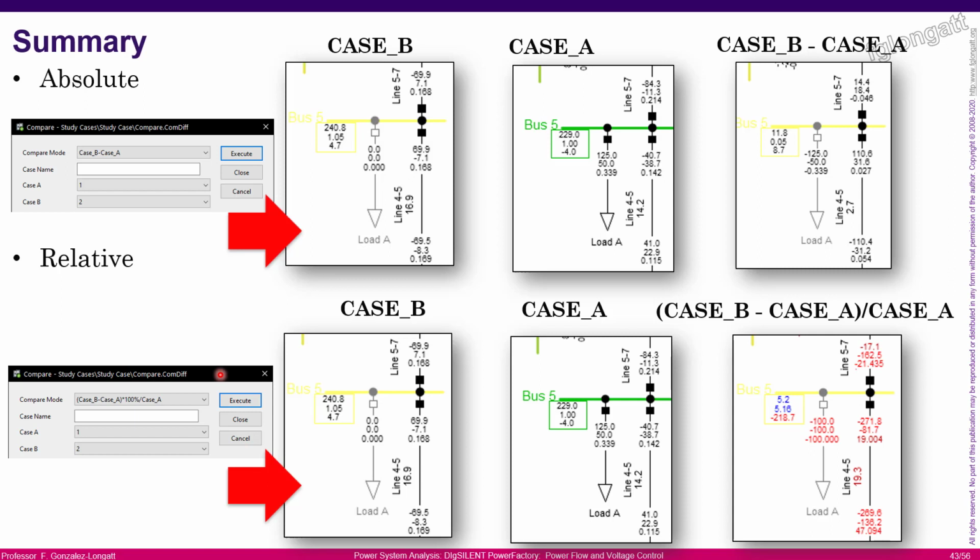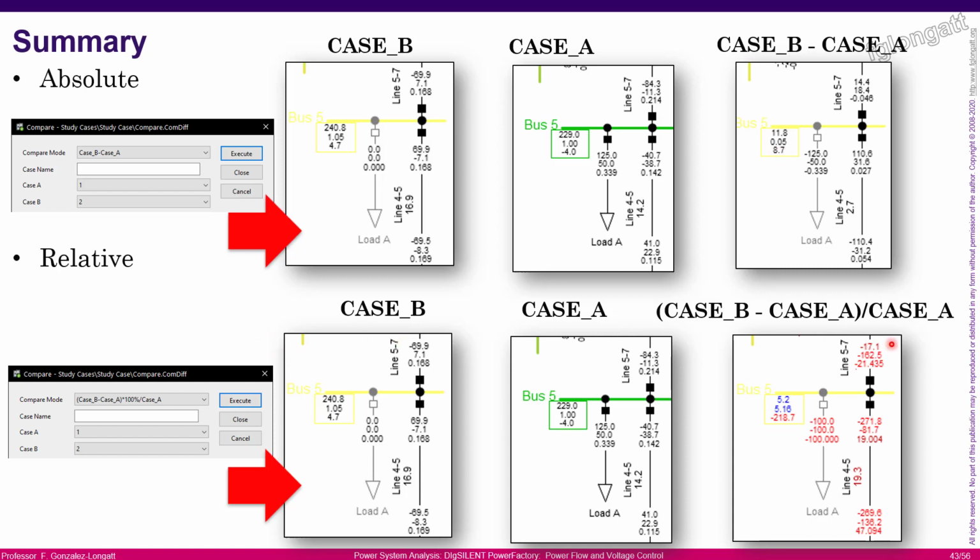Here I present to you a comparison. Now we are comparing using the absolute value. You can see here, this is case B, this is case A, and then the difference. To be honest, you can see that there are changes on the voltage of around 11.8 kilovolts in busbar 5, and that is equivalent to 0.05 per unit. The angle has a big change because we are moving from minus 4 degrees to 4.7. The absolute change in this case is 8.7 degrees.